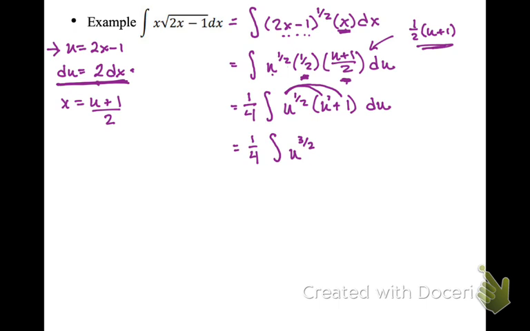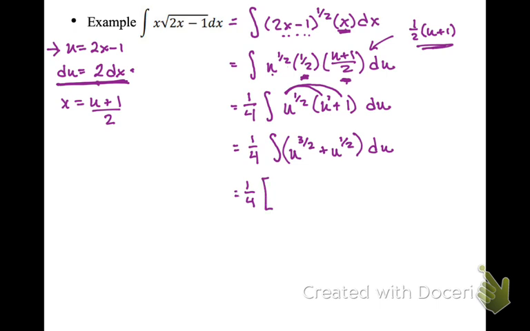Okay, so then I get u to the 3/2 plus u to the half. I haven't taken the antiderivative yet. We're distributing the 1/2 in. Now do I do this separately like I've been doing? Yes. Okay, so I'm going to have 1/4.